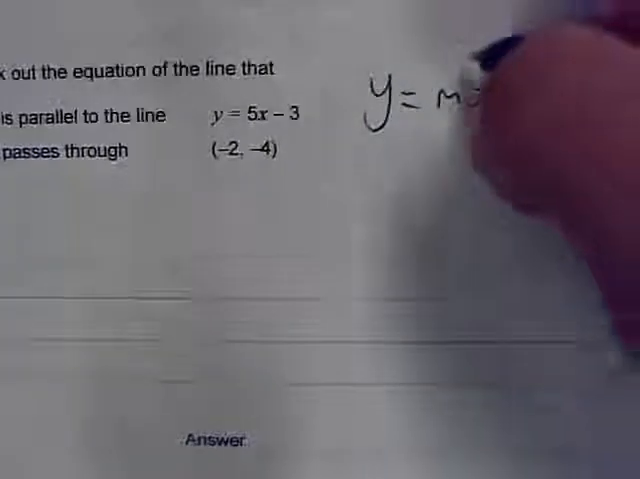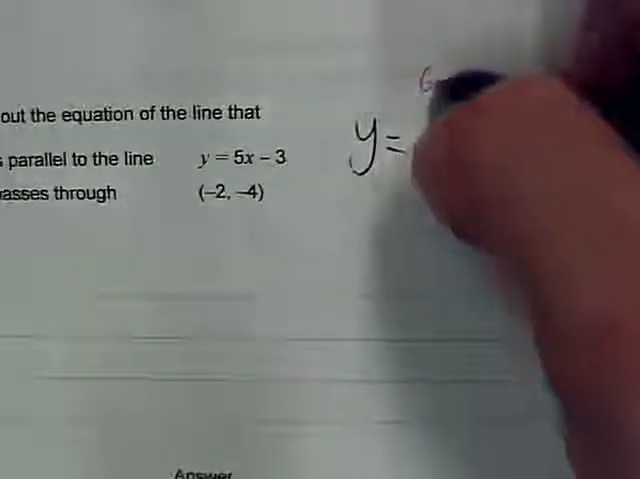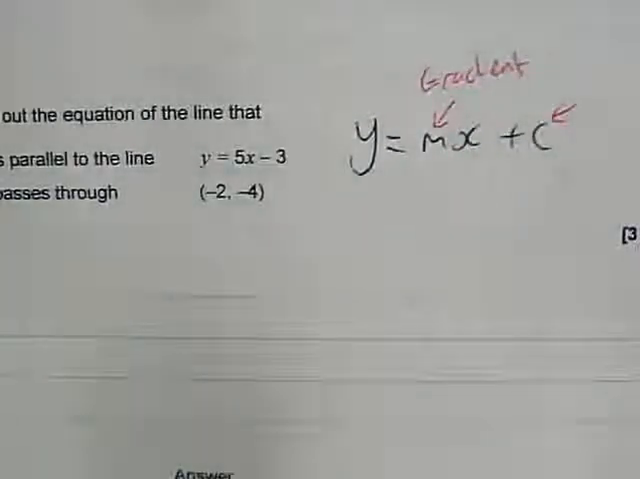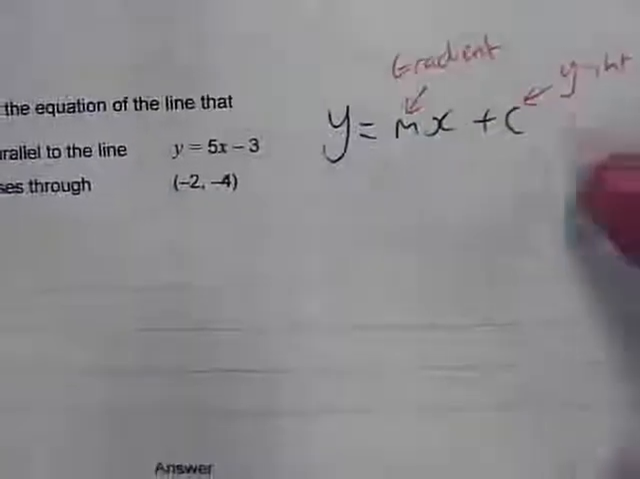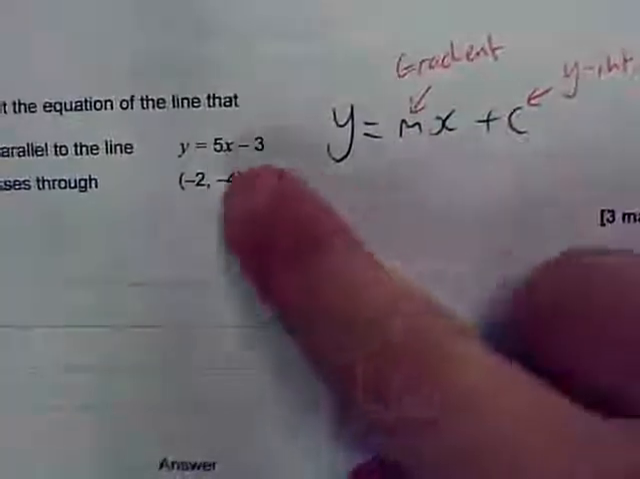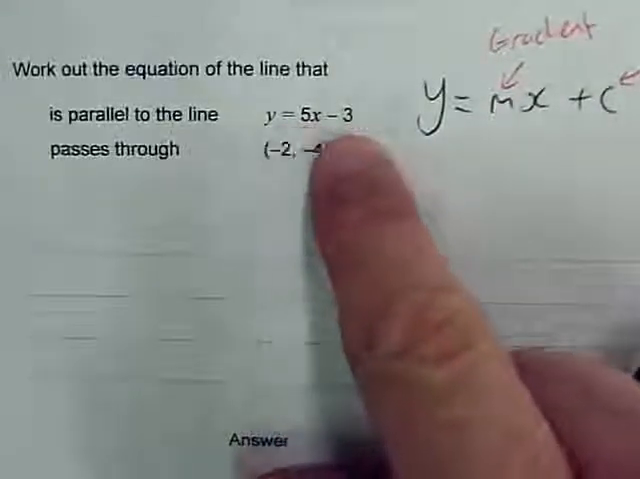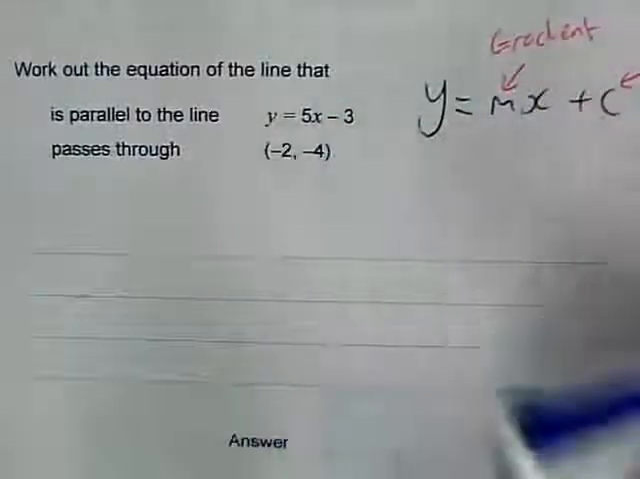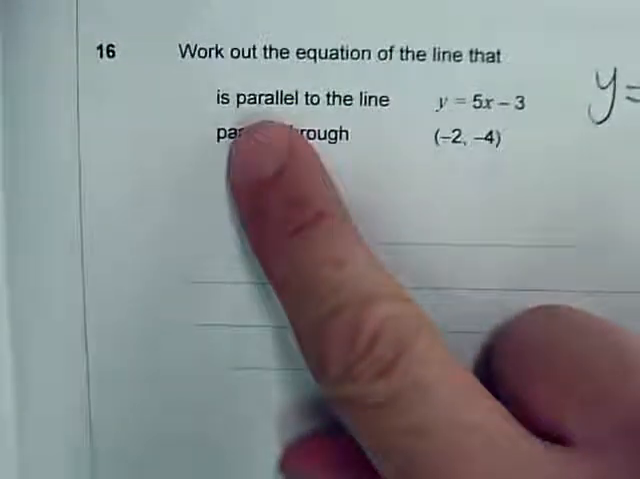And the m represents a number in front of x, and that number is the gradient. And the c, the number on its own, is the y-intercept, where it crosses the y-axis. So in the line that they're giving us, we can see that the gradient is 5 and the y-intercept is minus 3.